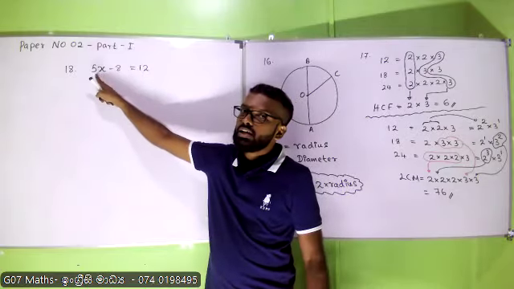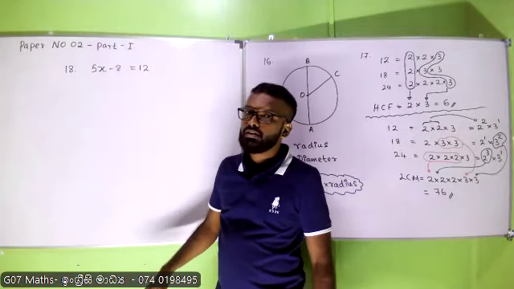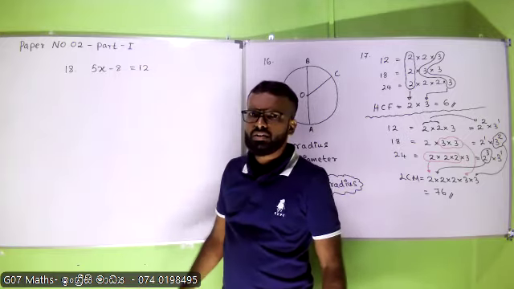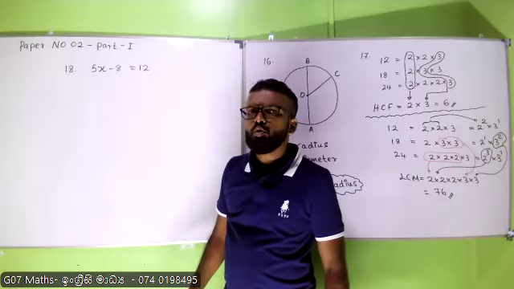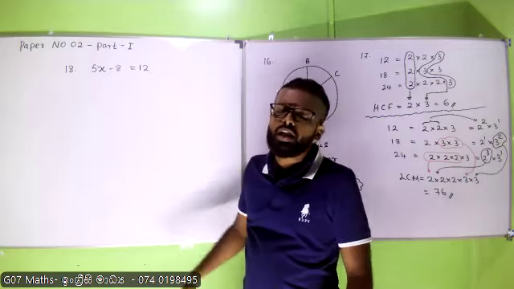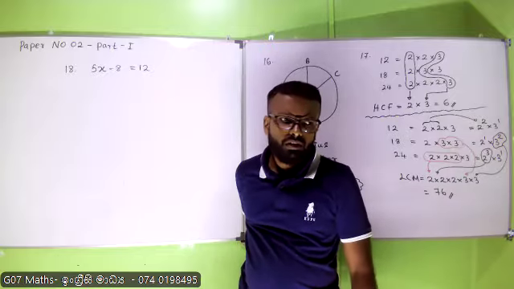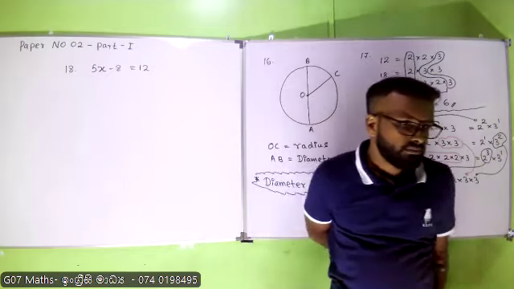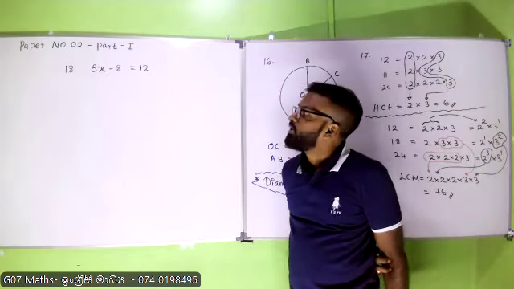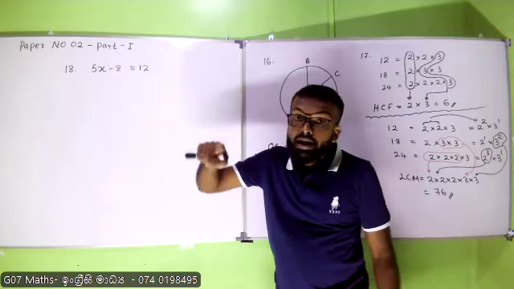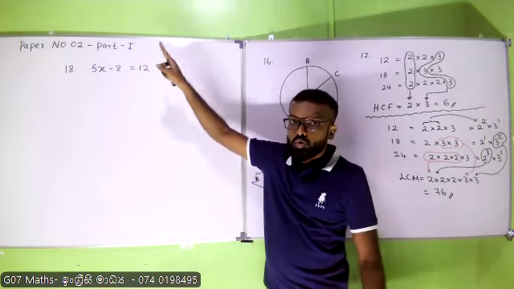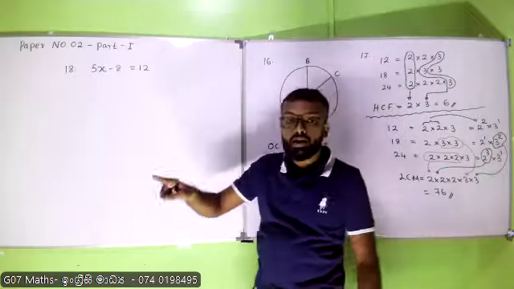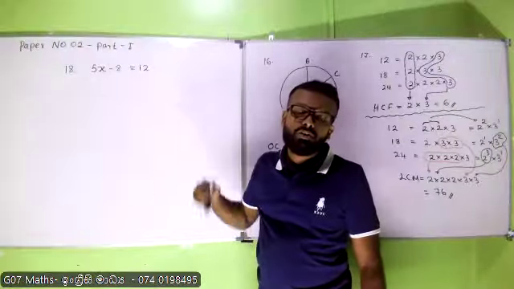X is here, and minus 8 is here. So how are we going to remove that minus 8 from our left hand side? What is the opposite of minus 8? Plus 8. Superb. So I am going to add 8 to both sides of the equal mark.